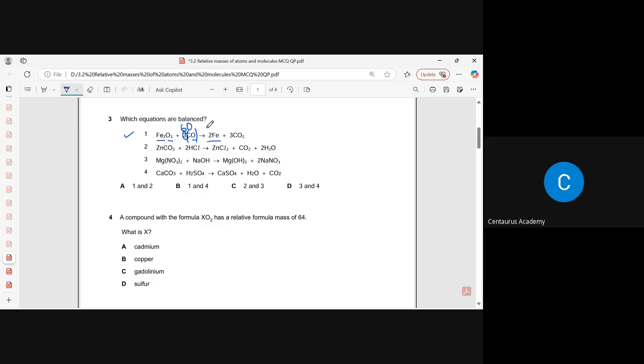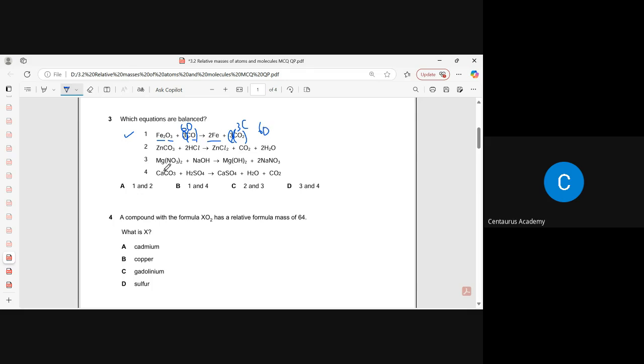Okay, what about carbon atoms? 3 carbons. This coefficient 3 is again multiplied to everything which is present after it, or adjacent to it. So 3 carbon atoms here and 3 times 2 becomes 6. So this means 6 oxygen atoms. This means this equation is completely balanced.